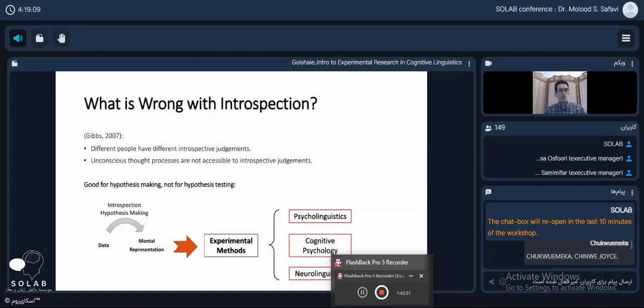So, for example, you use your data according to this diagram. You begin from data, you use your introspection to make some hypotheses in terms of mental representations, and then you proceed to testing those hypotheses. And this is where experimental methods, or generally empirical methods, come into the scene, like the methods used by psycholinguists, by cognitive psychologists, or neurolinguists.